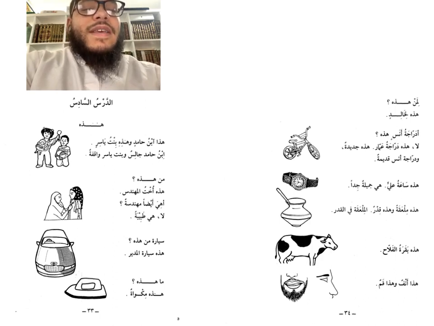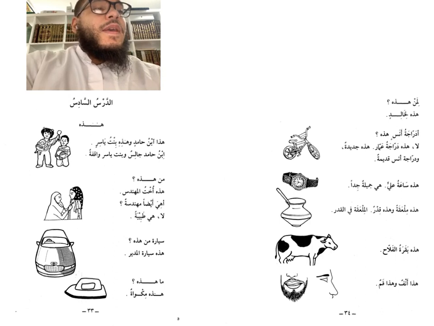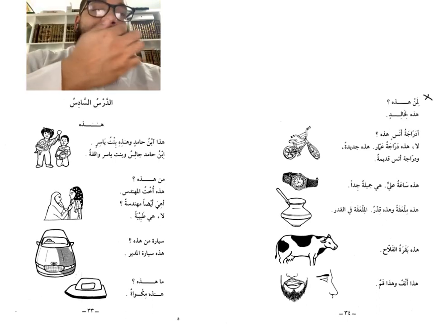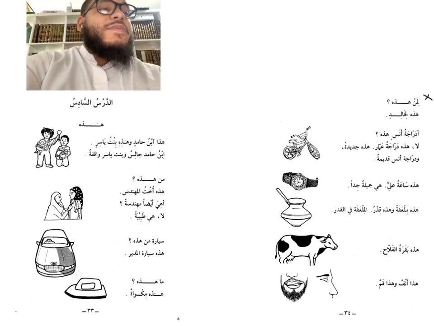سيارة من هذه؟ Whose car is this? هذه سيارة المدير. This is the headmaster's car. ما هذه؟ What is this? هذه مكواة. This is an iron. Reading from here now, we have لمن هذه؟ Whose is this? هذه لخالد. This belongs to Khalid. أدراجة أنس هذه؟ Is this Anas's bike? لا, هذه دراجة عمار. No, this is Ammar's bike.